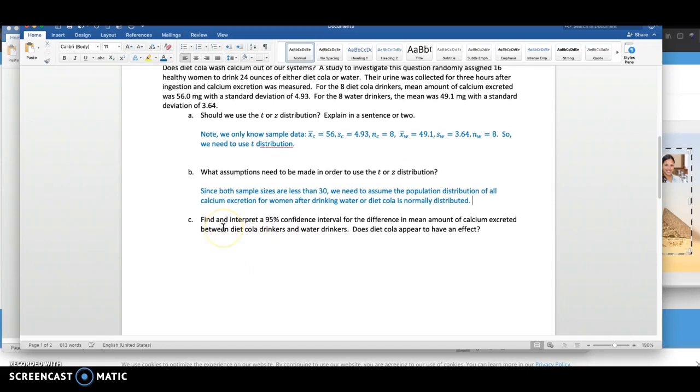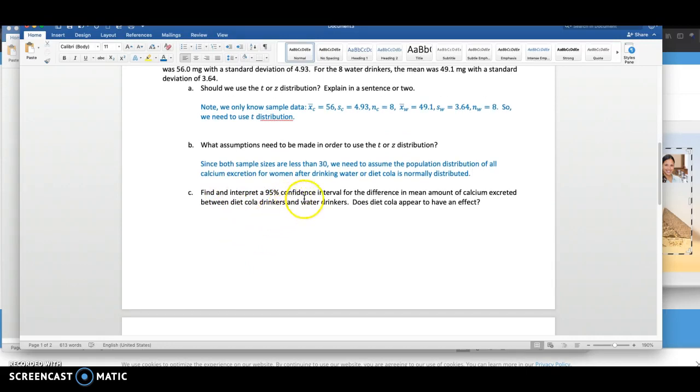All right, so find and interpret a 95% confidence interval for the difference in the mean amount of calcium excreted between Diet Cola drinkers and water drinkers. Okay. All right, so I want to go through this 2 different ways. One, using the formulas, and then I'm going to go over to StatKey. So first thing I want to do is write down the formula.